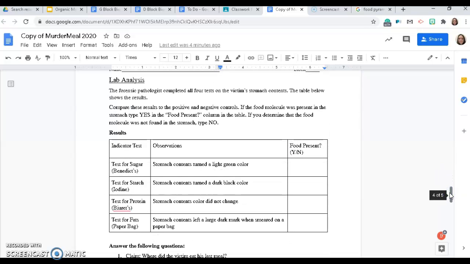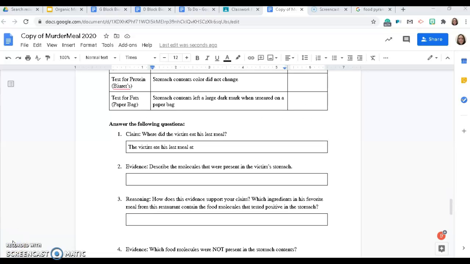So, the forensic pathologist completed all 4 tests on the victim's stomach contents. The table below shows the results. You're going to compare these observations to the positive and negative controls. If the food molecule was present in the stomach, you're going to type yes in the food present column. If you determine that the food molecule was not found in the stomach, you're going to type no. And then there are 5 questions for you to answer.